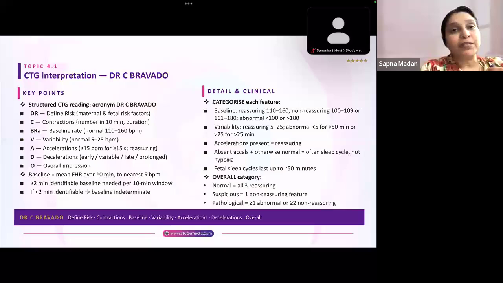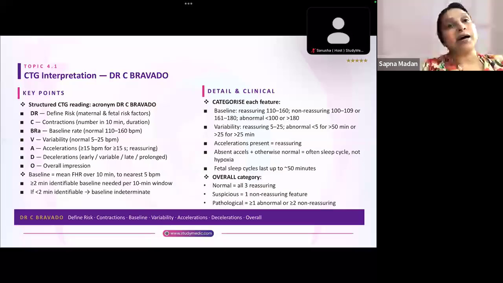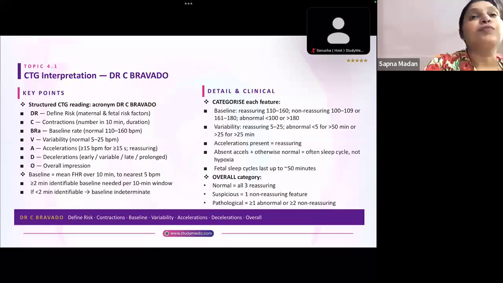So what are accelerations? Accelerations is an increase in the baseline heart rate of more than or equal to 15 beats per minute for more than or equal to 15 seconds. Why have we put this time over there? Because if it is more than that, over a period of 10 minutes, if the FHR goes beyond a particular rate, then the baseline has shifted. Then we move on to fetal tachycardia. Then it is no longer an acceleration.